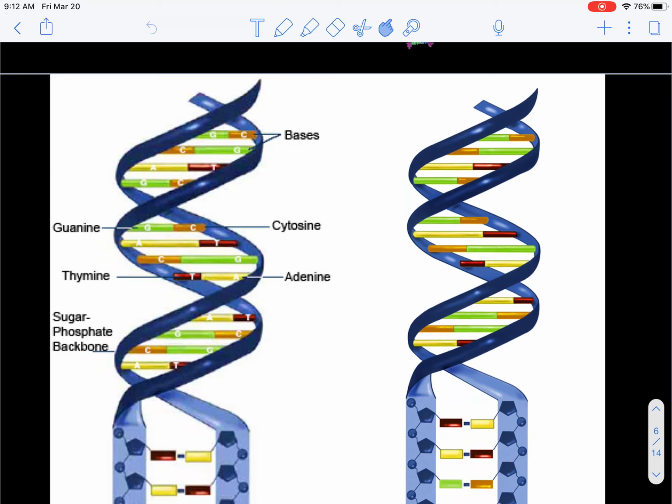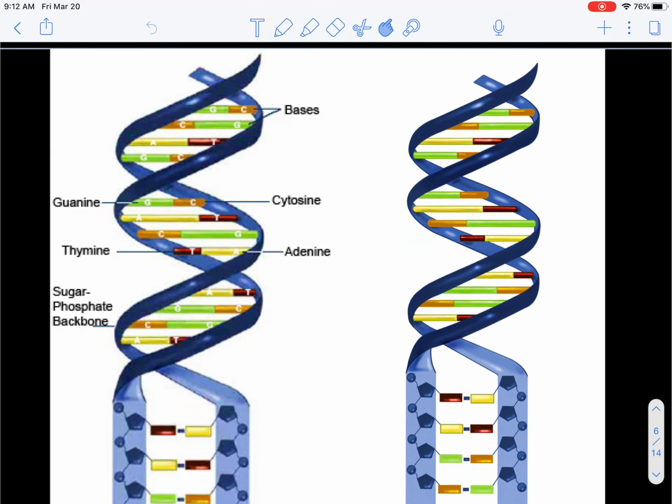So this diagram here just shows you what the double helix looks like, what the bases are, how it's shaped, and down below you actually get to see what the nucleotide is. So you have the sugar phosphate backbone, and then you have the bases, like I said, guanine, cytosine, thymine, and adenine.